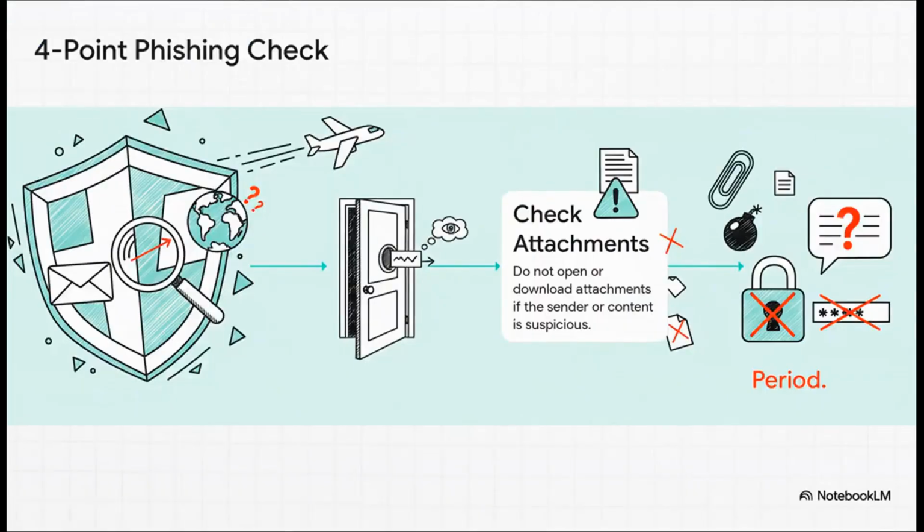So here it is, your 4-point defense drill, a mental checklist for every single email. First up, check the sender. And I mean, ignore the display name and look at the actual email address. Does it look right? Second, verify those links. Before you even think about clicking, just hover your mouse over them.